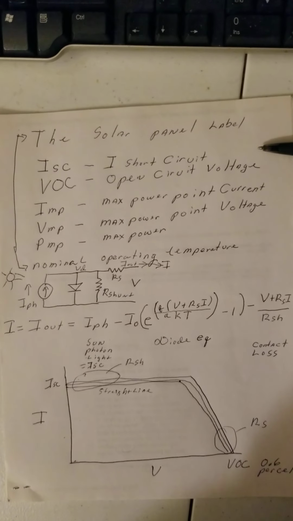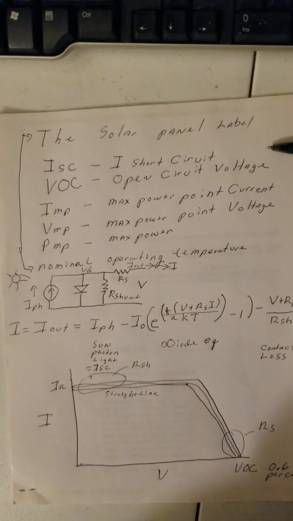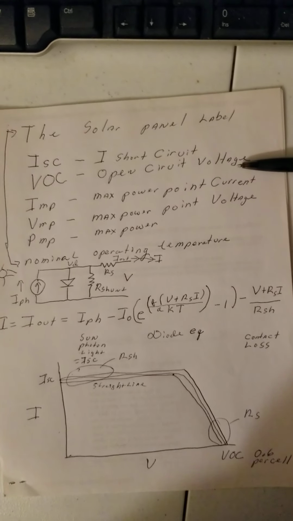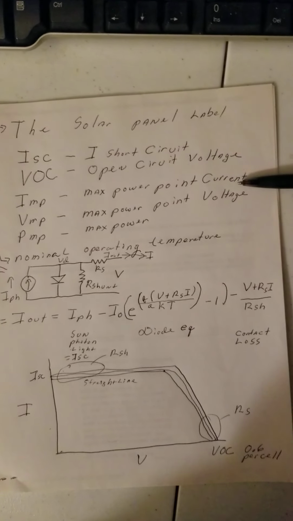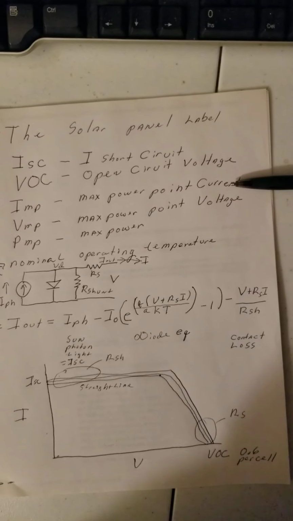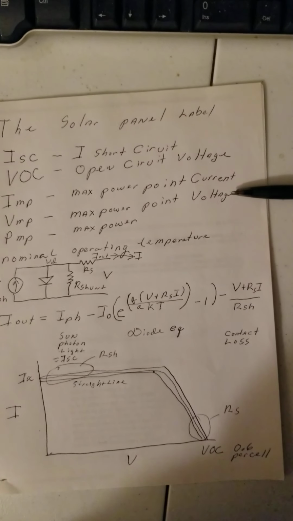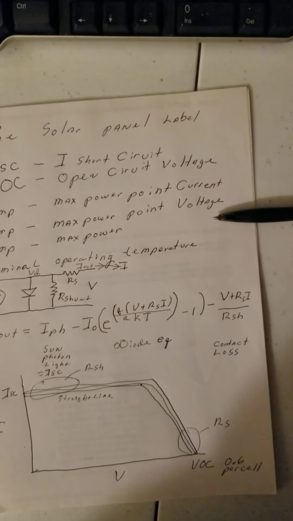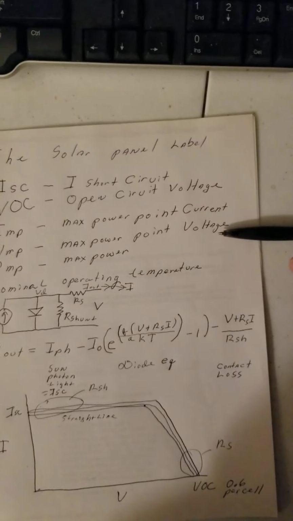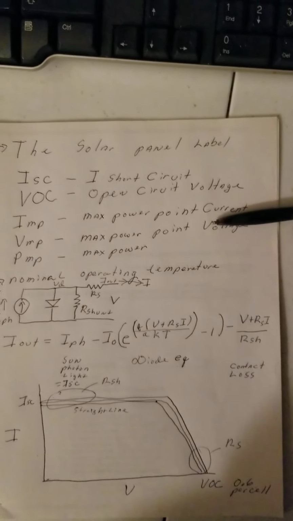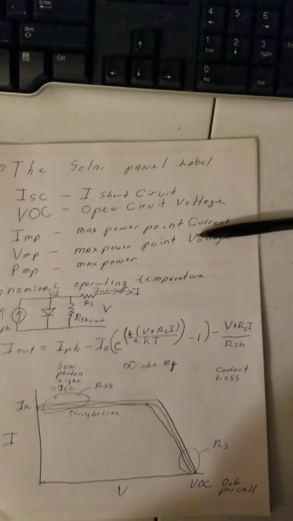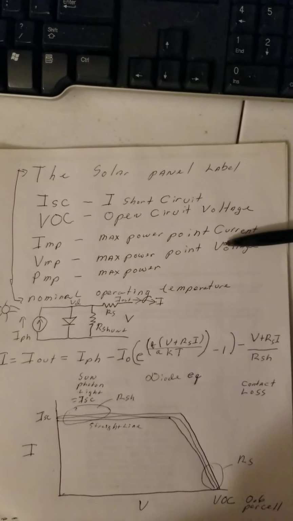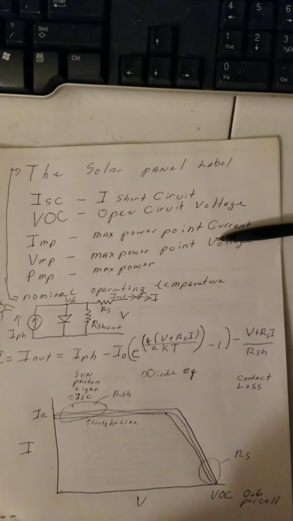Alright, this is the summary of the back of the solar panel label. They're going to give you the short circuit current, the open circuit voltage, the maximum power point current, maximum power point voltage, and the max power point under STC conditions, which is 1000 watts per meter squared, 25 degrees C, and an atmospheric mass rate of 1.5.